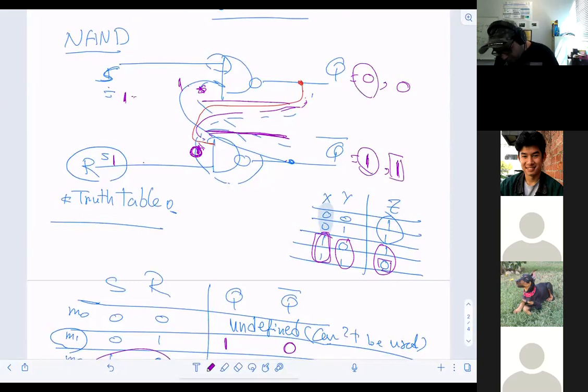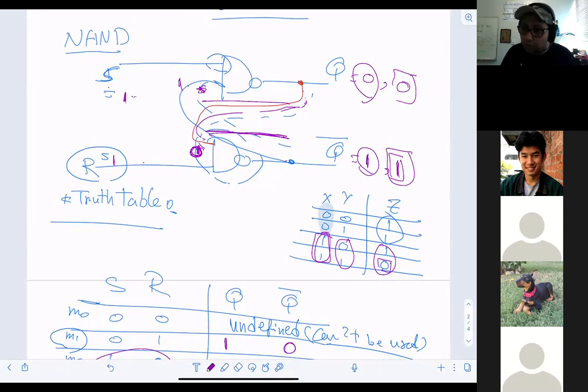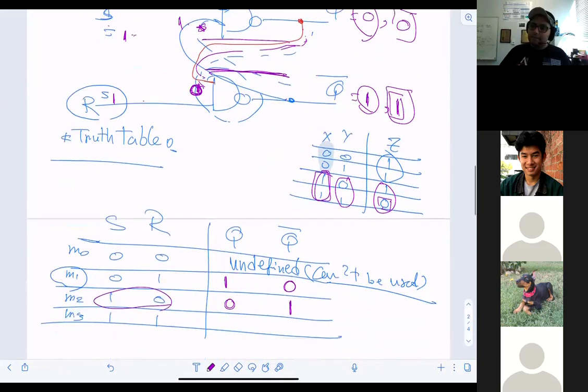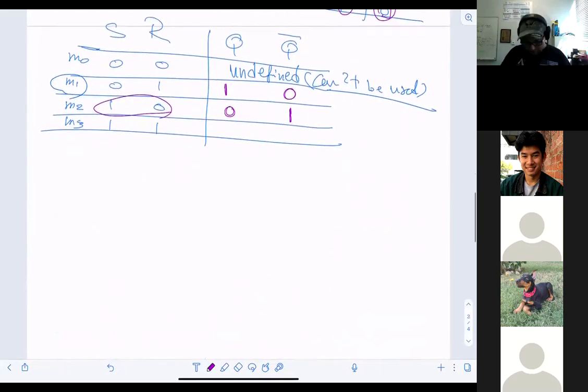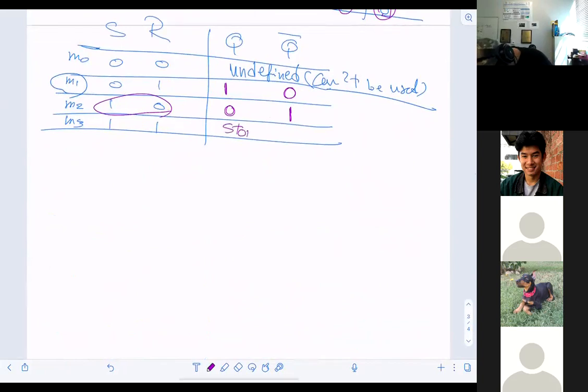So what happened? The previous input was 0, 1. The next output is what? Stored. 0, 1. So it's basically locked. So forever, this circuit will be producing 0 in the Q and 1 in the Q complement. If S and R equal 1, that means stored. That makes sense? Stored.